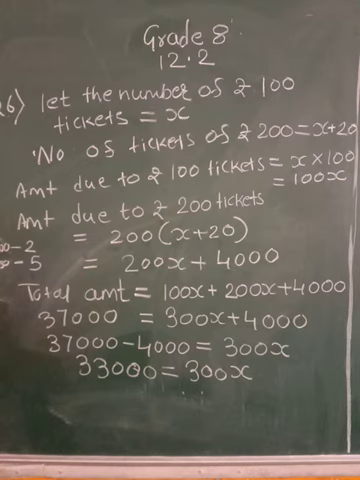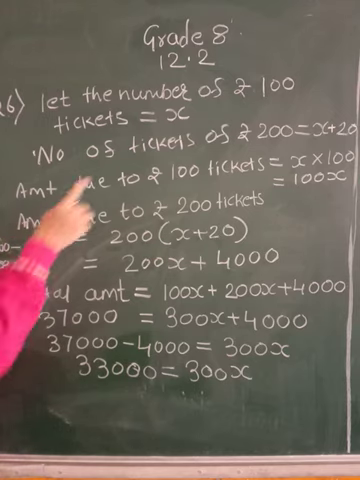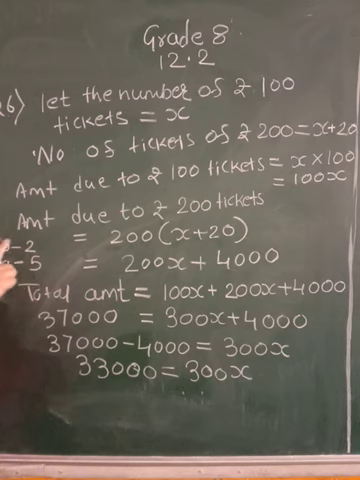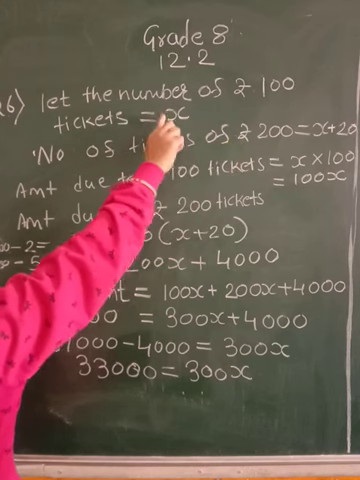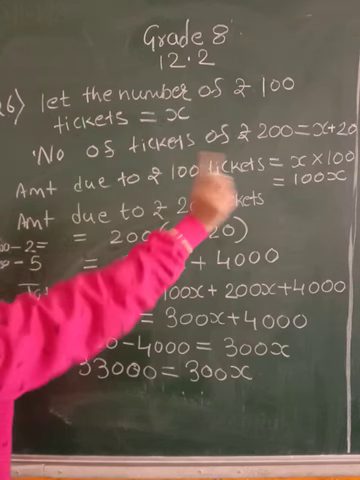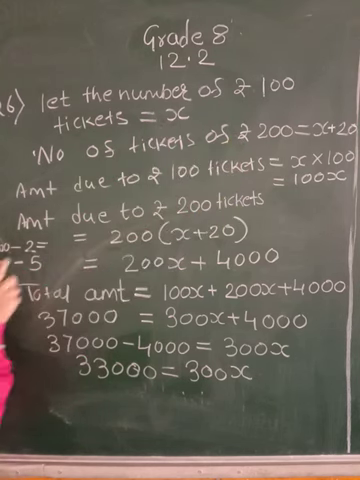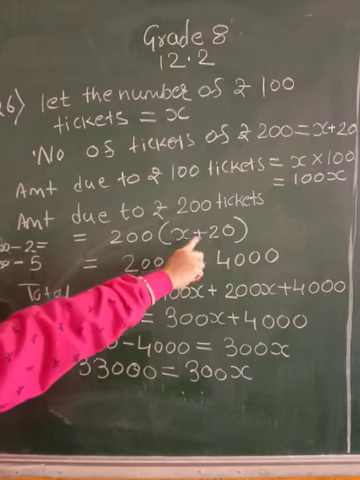They say that the number of tickets of 200 sold was here 3 more than 100 rupees. In this case it was 20 more than 100 rupees. You got the concept? Now, 100 rupees 2 tickets, so the amount is 100 into 2, that is 200. 100 rupees x tickets, so the amount will be x into 100, 100x. How many 200 rupees tickets are there? 20 plus x, x plus 20.